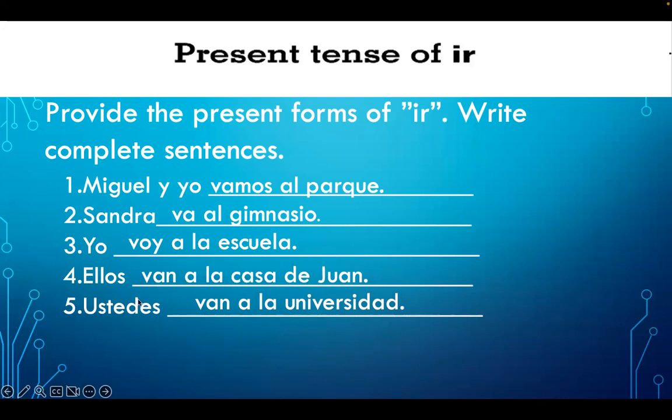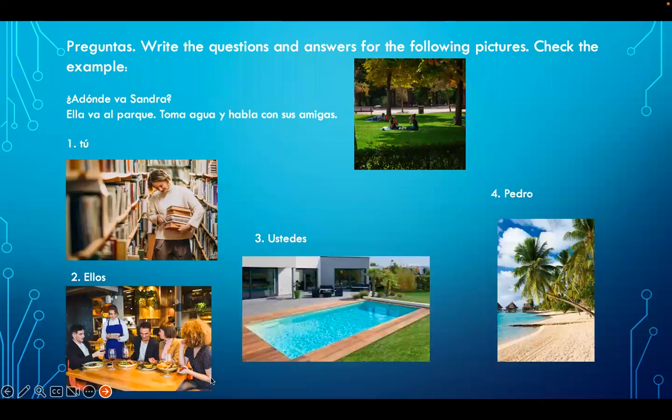Okay, so let's do another exercise. In this exercise, you write the questions and the answers for the following pictures. Check the example. ¿A dónde va Sandra? You check that Sandra is with a friend. Entonces, ella está en el parque, ella está con una amiga. Ella va al parque, toma agua y habla con sus amigas.